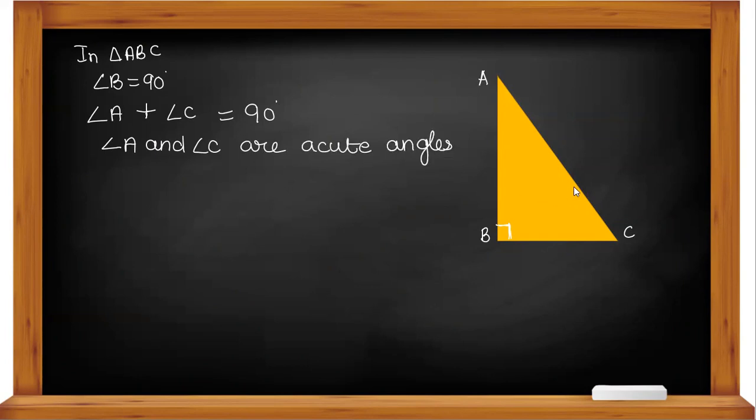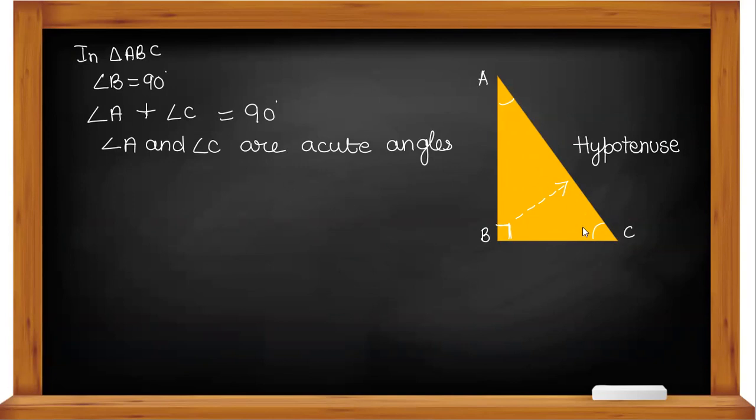Now, let us say this angle is 90 degrees, and the side just opposite to the 90-degree angle, we call it the hypotenuse. Now, as you can see here, angle A and angle C both are acute angles. It depends on which angle is given to us, or with respect to which angle we are supposed to find the ratio of the sides.